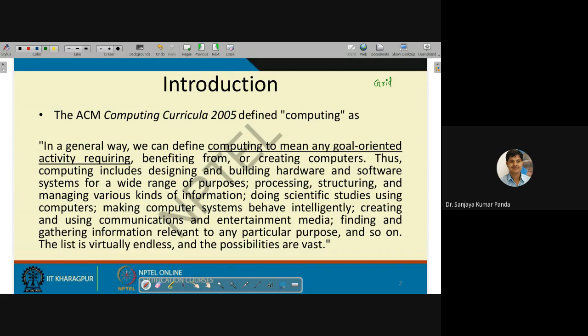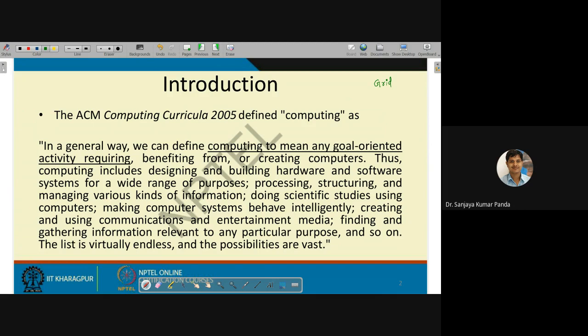So it is also saying processing, structuring, managing various kinds of information, doing scientific studies using computers, making computer systems behave intelligently, creating and using communication and entertainment media, finding and gathering information relevant to any particular purpose and so on. Whenever you are traveling from one place to another, you are listening to music, you are watching videos. It is also provided from the cloud. Services like YouTube and other media, your service is provided through the cloud.